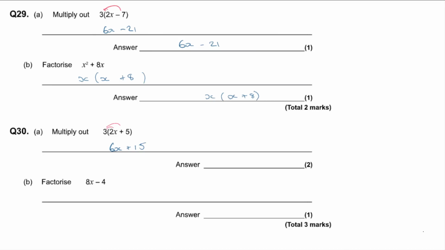Factorize 8x minus 4. Now both these terms have got 4 in common. So if I write 4 on the outside, 4 times what is 8x must be 2x. And 4 times what is minus 4? It must be minus 1. So my bracket is 4 lots of 2x minus 1.